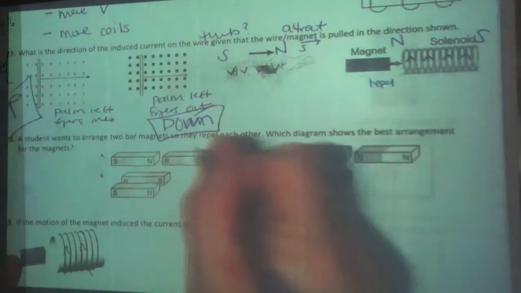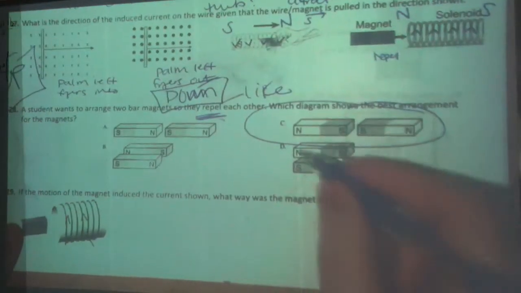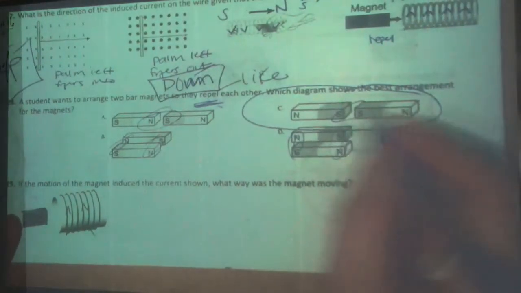Arranging so that they repel each other, which is the best arrangement. Well, like poles repel, so the same poles repel, so C is the only one that has the same. These are opposite, they would attract. These are opposite, they'd attract. These are opposite, they'd attract. These would repel, because they're the same.